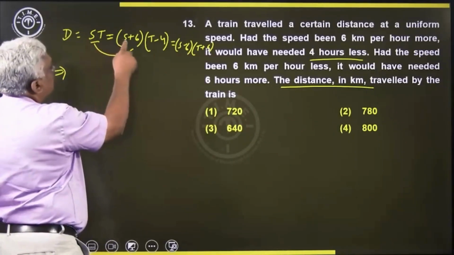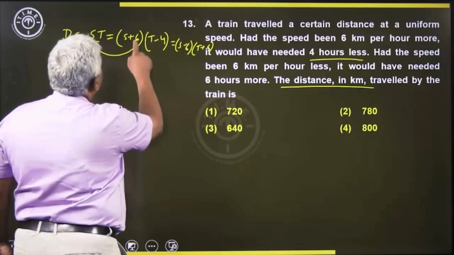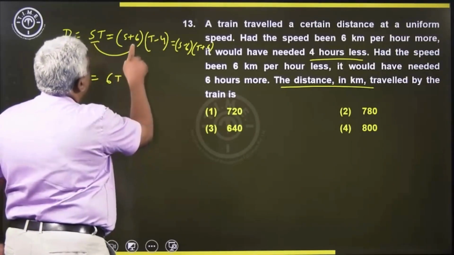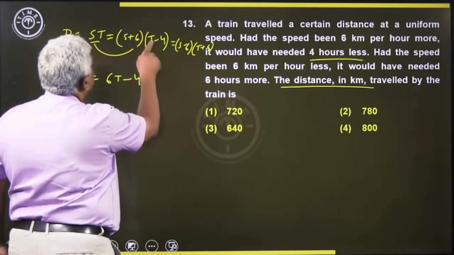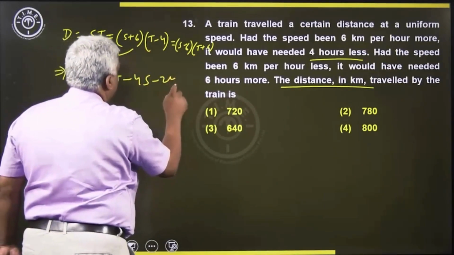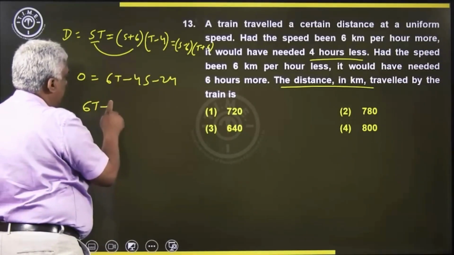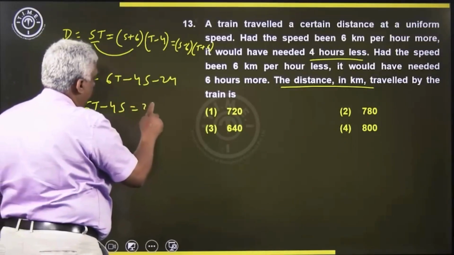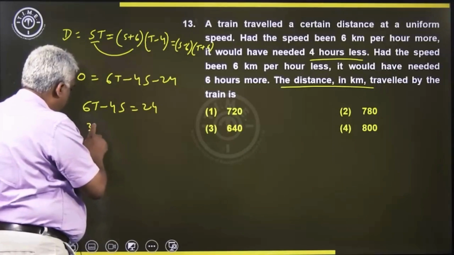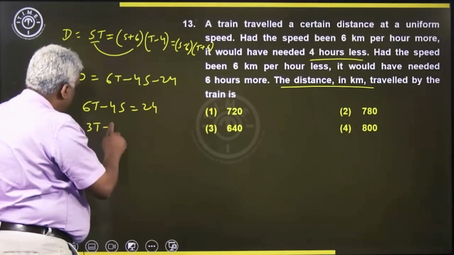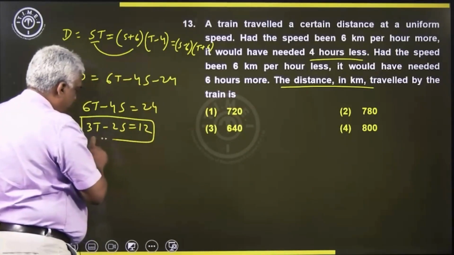Here st and st will get cancelled. So we get 0 is equal to 6t minus 4s minus 24. Take 24 this side. So we got one equation: 6t minus 4s equals 24, or I can cancel by 2. So we got 3t minus 2s is equal to 12. We got one equation here.